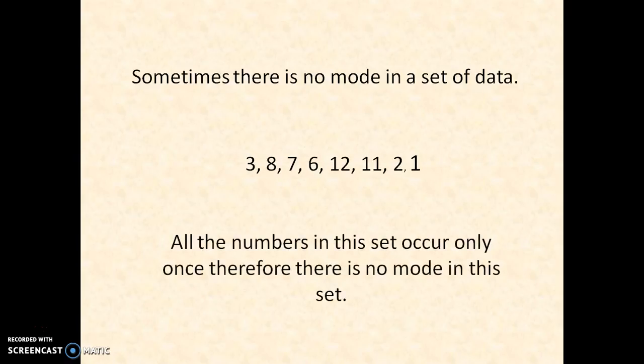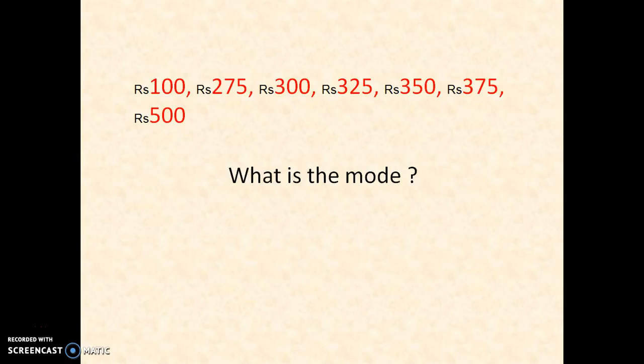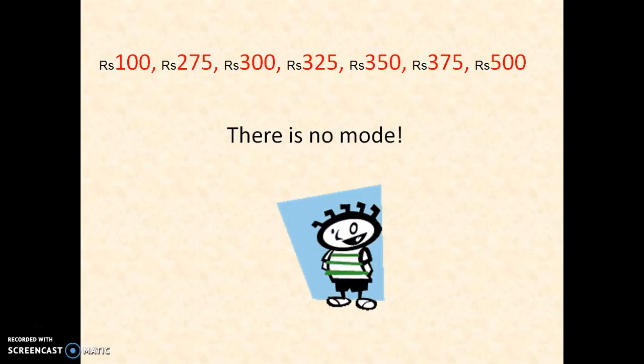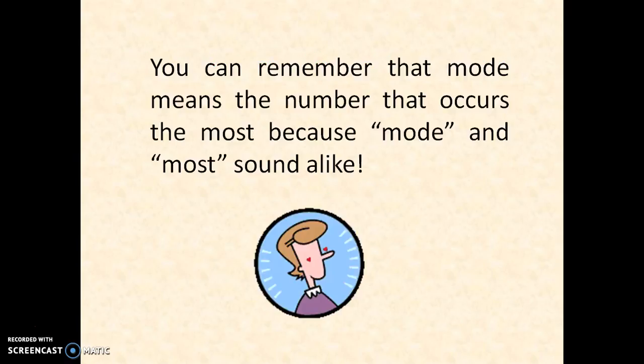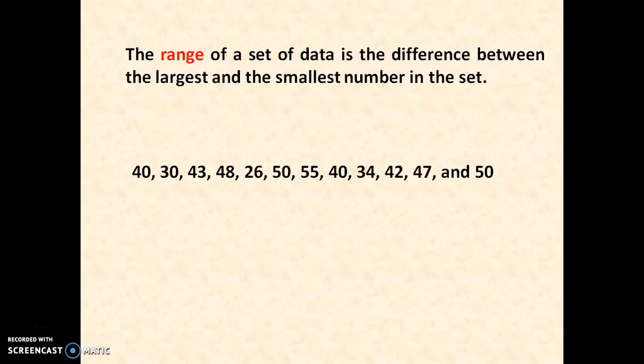Now let us focus on this example. Can we see any repetition? No. So there is no mode available here. Now again take that example. What is the mode here? There is no mode actually, as nothing is repeating. So you can remember that mode means the number that occurs most. So the mode and most are alike. We can remember it like this.